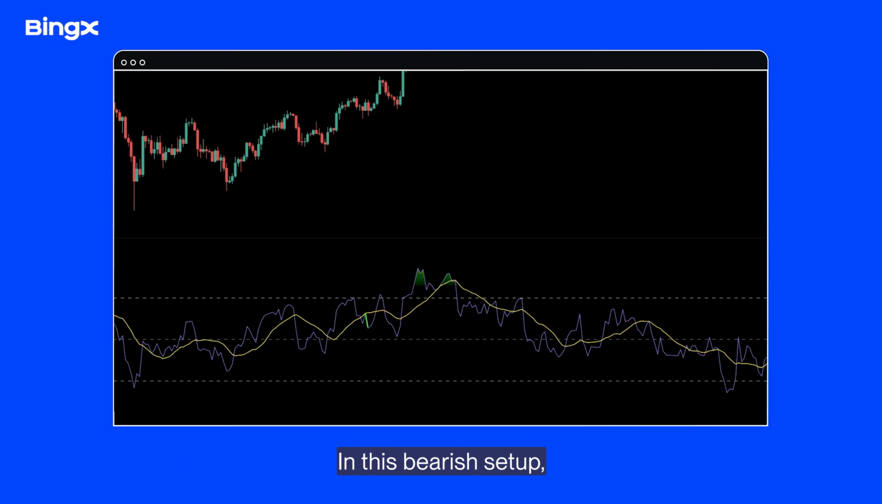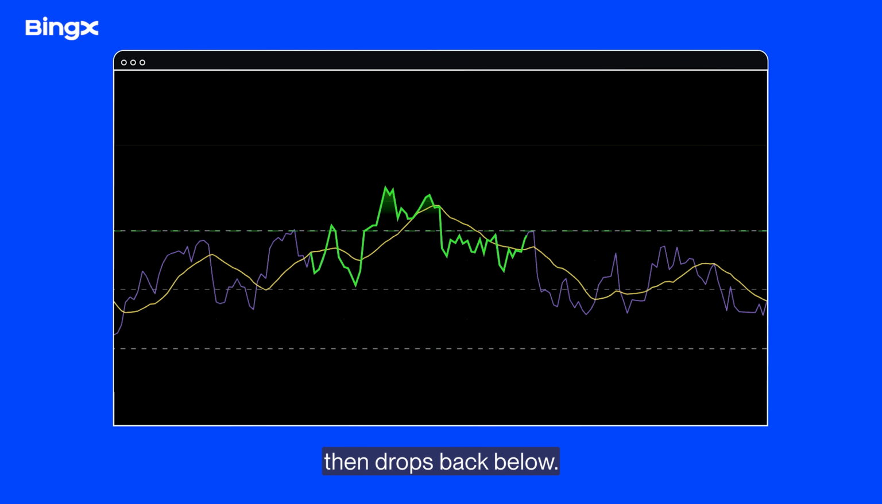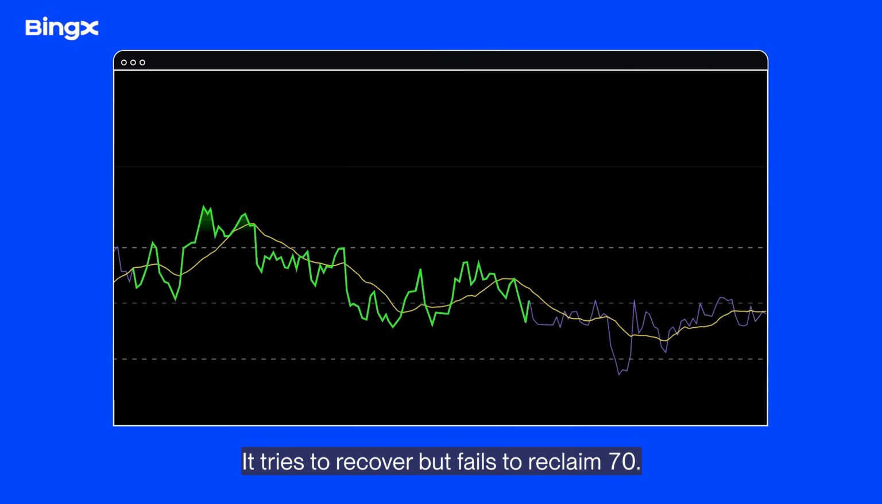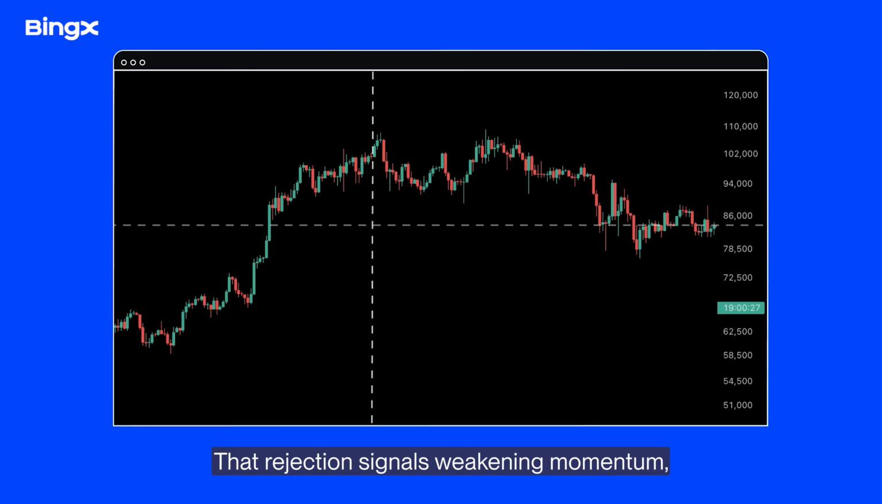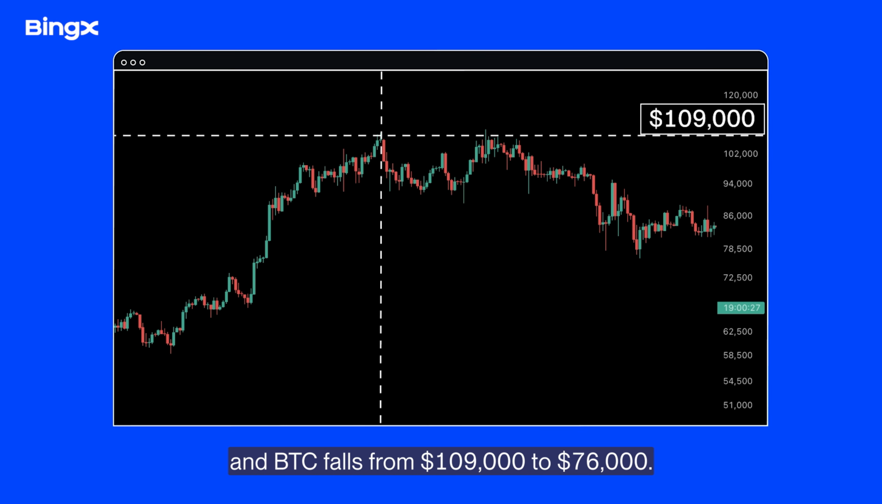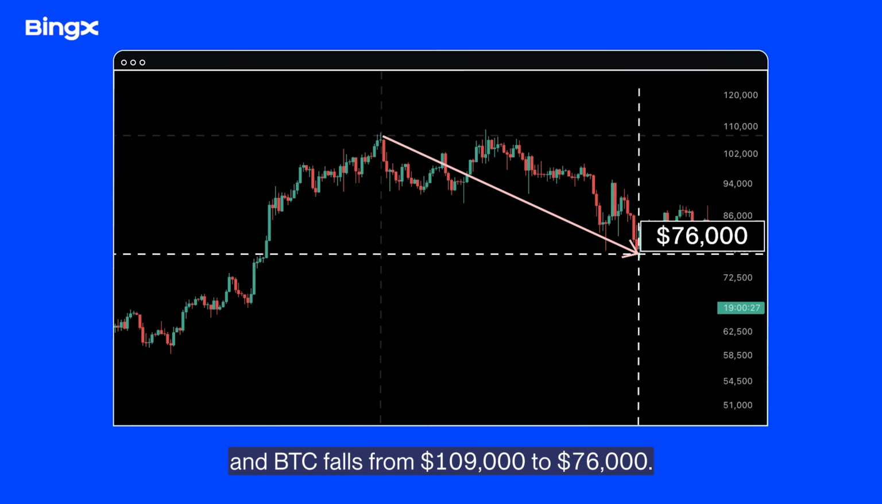In this bearish setup, RSI pushes above 70, then drops back below. It tries to recover but fails to reclaim 70. That rejection signals weakening momentum and BTC falls from $109,000 to $76,000.